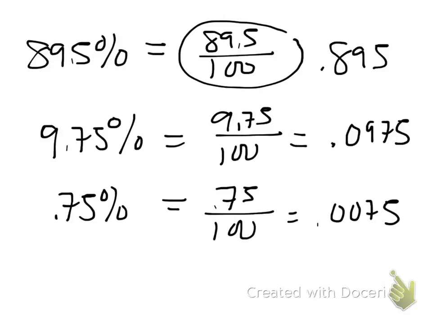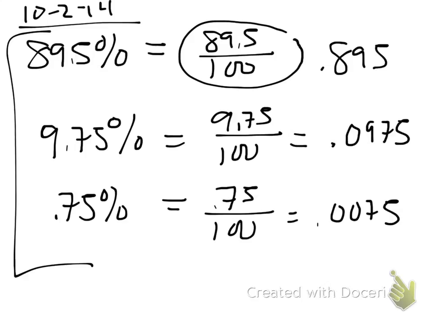Okay, this is October 2nd, 2014. We're talking about the practice sheet on average atomic mass. A quick reminder about what percents really mean and how to convert those to decimals. Now, setting up the first one.